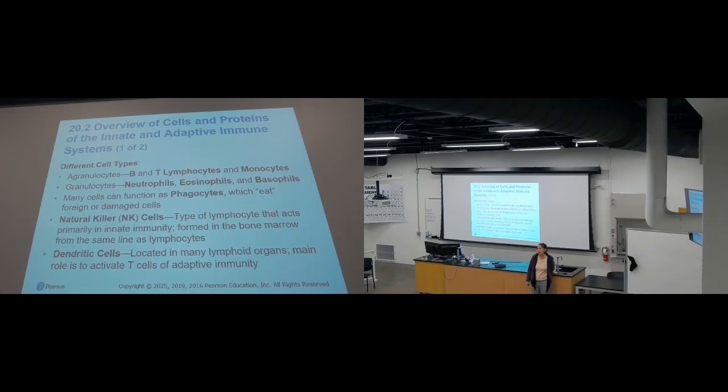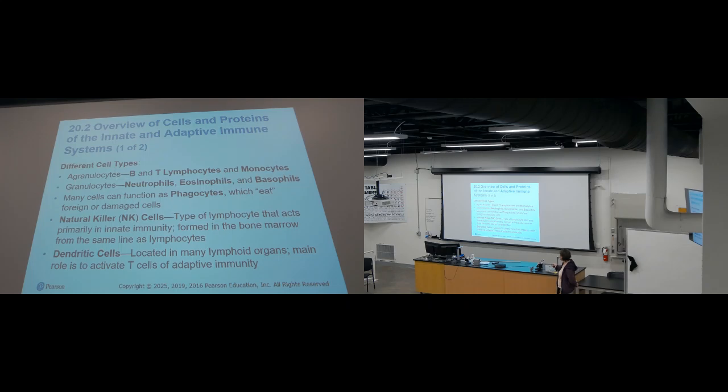Okay, now for different functions of the cells. This is going to be a reminder from the blood chapter. We have a subclassification of the leukocytes, or the white blood cells, into agranulocytes and granulocytes. Granulocytes will be the cells that have granules with enzymes, like neutrophils, basophils, and eosinophils.